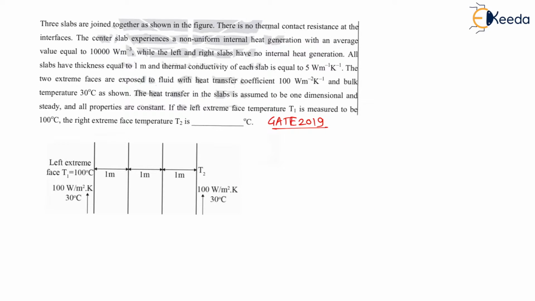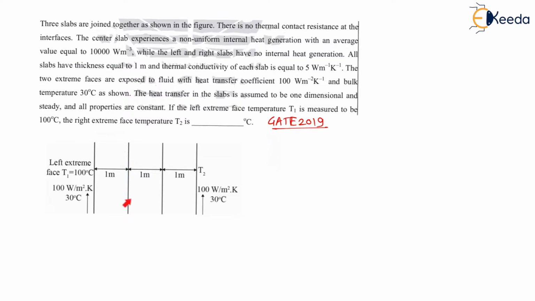So let us understand the question. The question is, three slabs are joined together as shown in figure. Now, my dear students, here you can see this is the first slab, second slab, and third slab, right? Then there is no thermal contact resistance at the interfaces. Now at this first interface and second interface, there is no thermal contact resistance. The center slab experiences a non-uniform internal heat generation with an average value equal to 10,000 watt per meter cube.